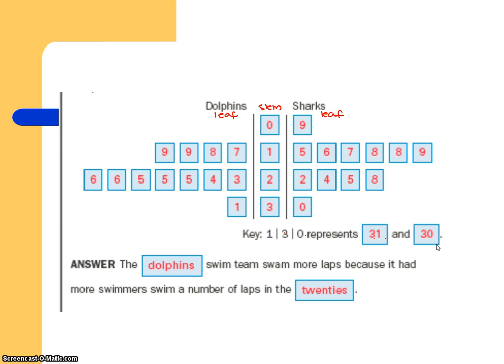You can see the dolphin swim team swam more laps because it had more swimmers swimming number of laps in the 20s, and that had the highest bar graph. The highest bar if you look at it as a bar graph.